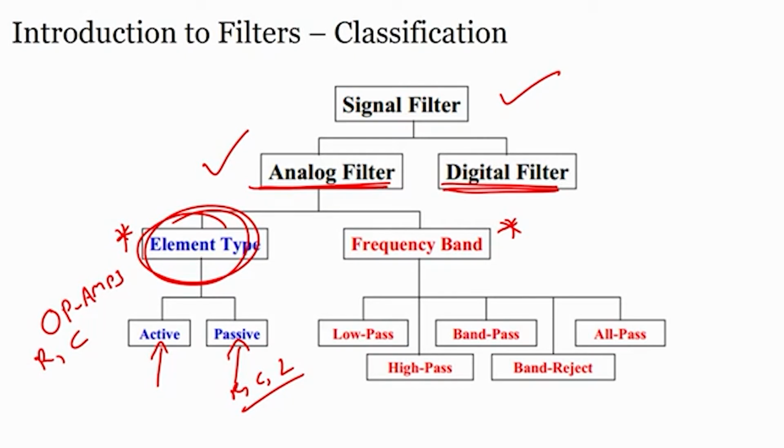So, that means if it allows the low frequency to pass, we will say it is a low pass filter. If it allows the high frequency to pass, we will say high pass filter. If it allows a band of frequency to pass, we say band pass filter. If it allows only one particular band to be rejected, and the rest of the bands to pass, band reject filter. If it allows all the frequency to pass, all pass filter, right.